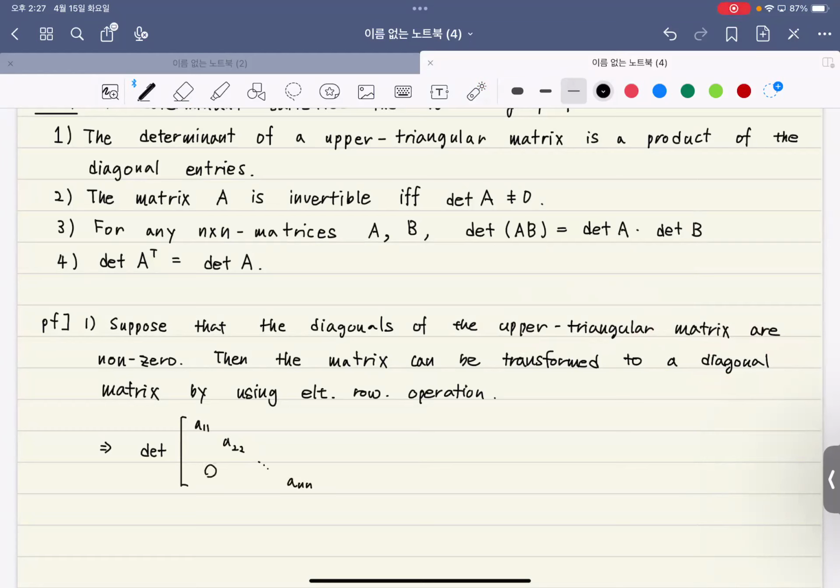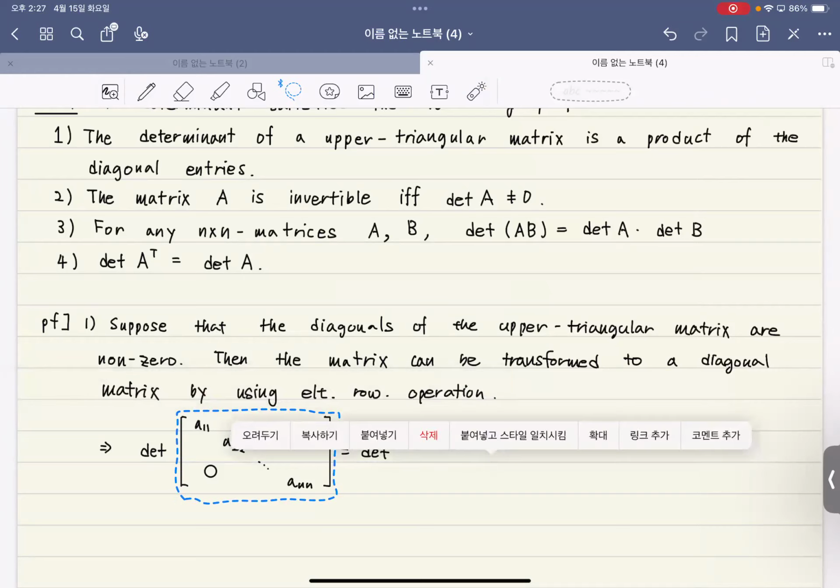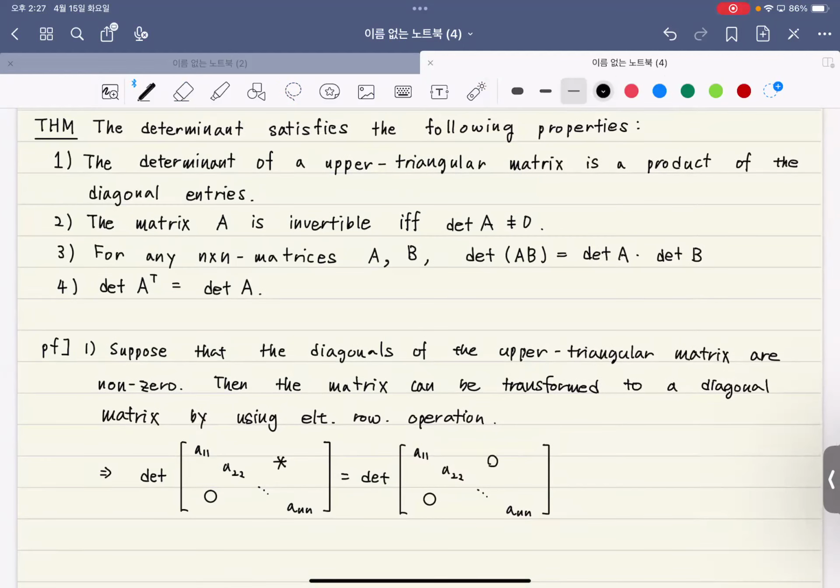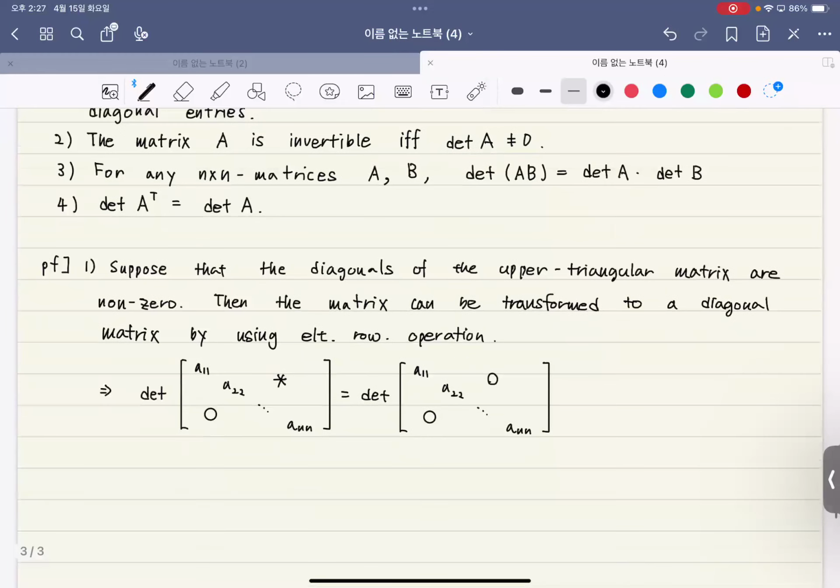So this lower diagonal is 0, and I have some random numbers on the upper diagonal, but by elementary row operations, this determinant is the same as that determinant. Now, what do you think is the determinant of this diagonal matrix?